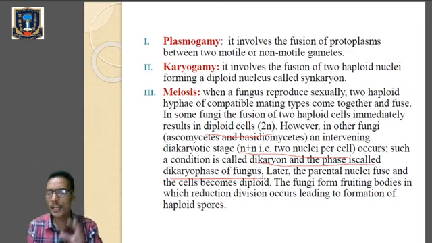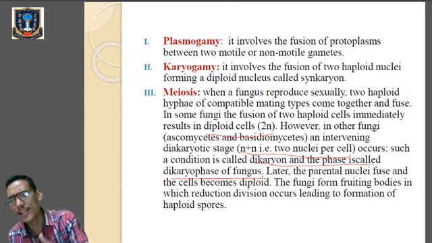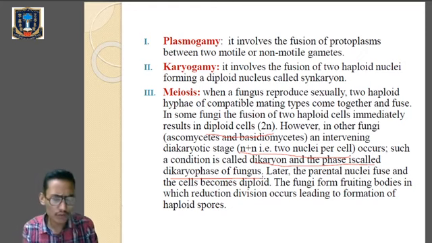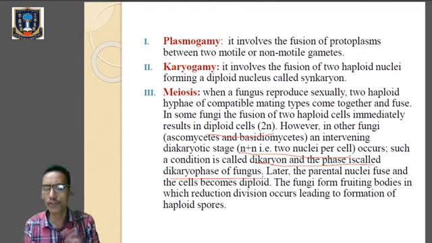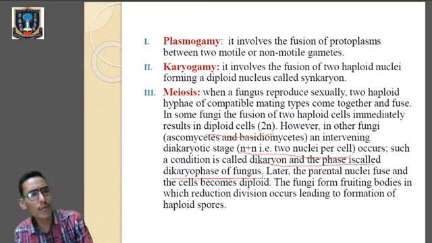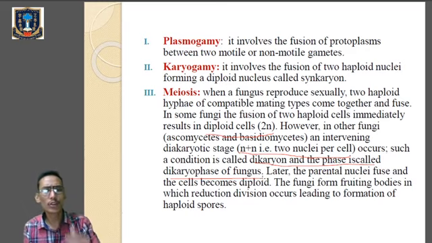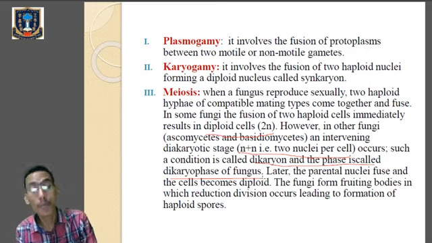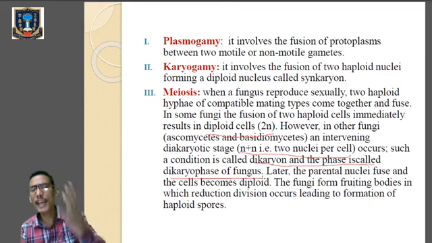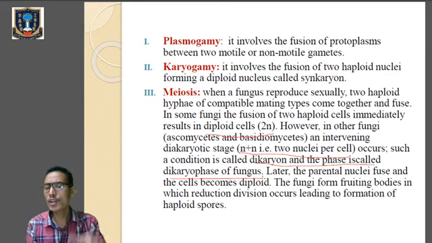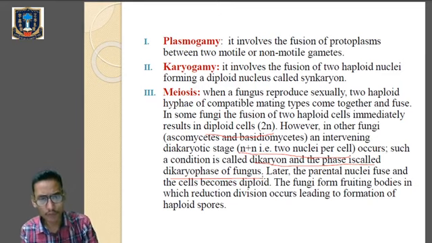So plasmogamy, karyogamy and meiosis are the three steps involved in the process of sexual reproduction in fungi. In plasmogamy, there will be fusion of protoplasms between the two motile or non-motile gametes. Motile means able to move and non-motile means not able to move. Then it will be followed by karyogamy, where there will be fusion of two haploid nuclei which will form a diploid nucleus.